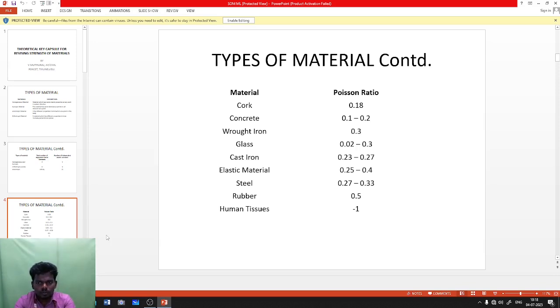Here we are going to see the Poisson ratio adopted for some materials, not every material. Cork is 0.18, concrete is 0.1 to 0.2, rough iron is 0.3, glass is 0.02 to 0.3, cast iron is 0.23 to 0.27, elastic materials are 0.25 to 0.4, steel is 0.27 to 0.33, rubber is 0.5, and human tissues, dead or living, is -1.